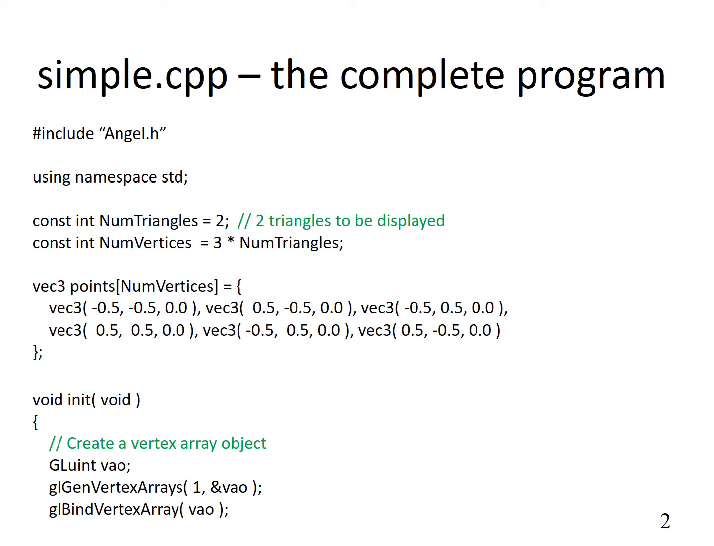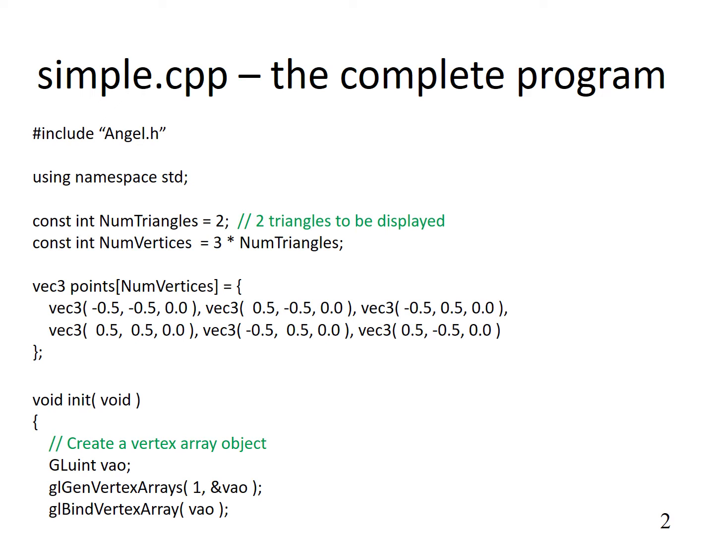Next, we define an array of points where each point is of type vec3, which is also defined in angel.h, and there are num vertices points in the array. We also initialize the array with the 3D coordinates of the 4 corners of the square. Note that we set the third dimension to 0, since we need a flat square. This is an example of how 2D graphics is just a special case of 3D graphics. Now we are ready to write our init function.